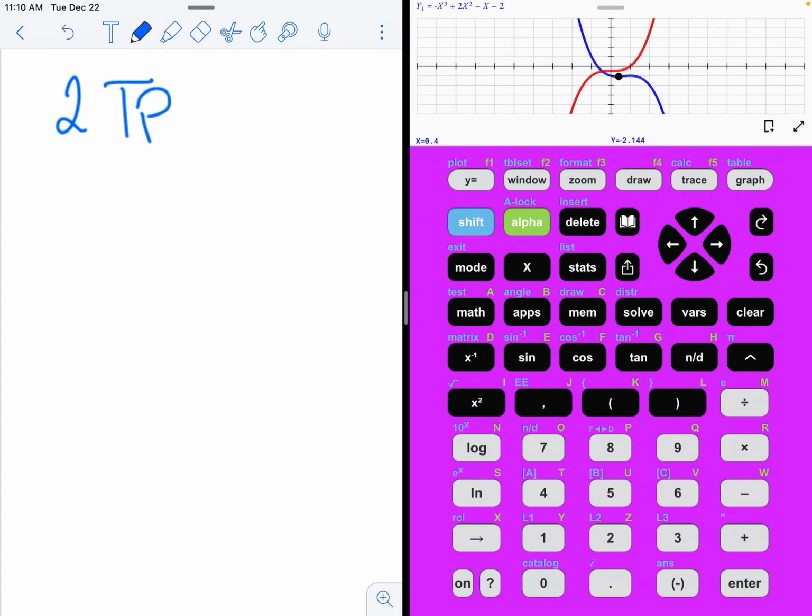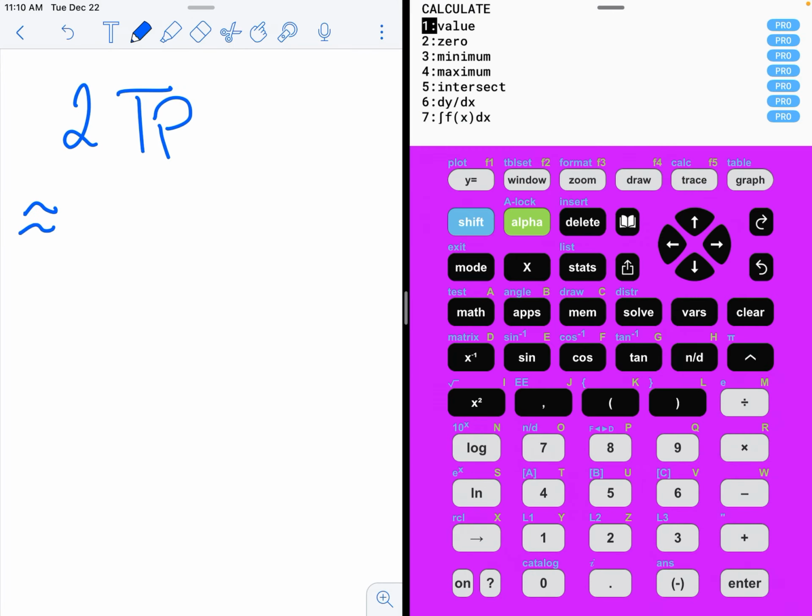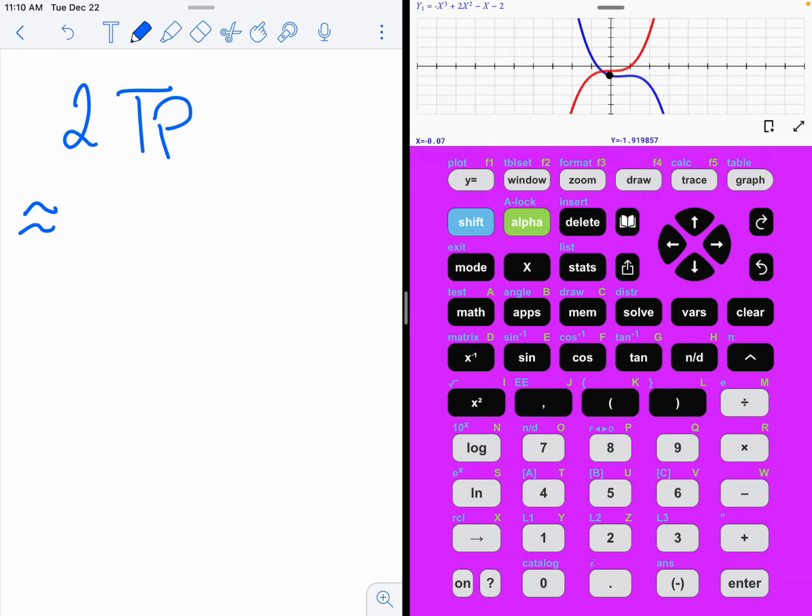For this turning point I'm going to have to do approximations, because there is a feature we could use, but we'd have to pay for that. I need to find the lowest it goes before it starts getting higher. There we go, it started getting higher. So I'm going to say approximately 0.4, negative 2.1. These are approximate. If we had an actual TI calculator, we could find the real ones.